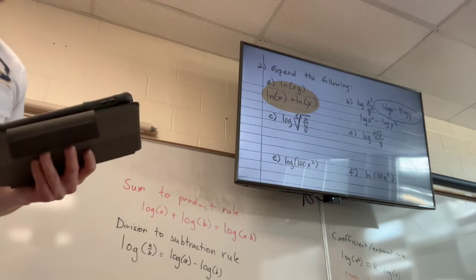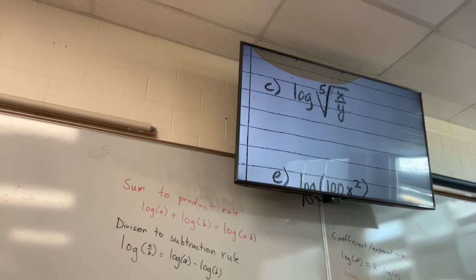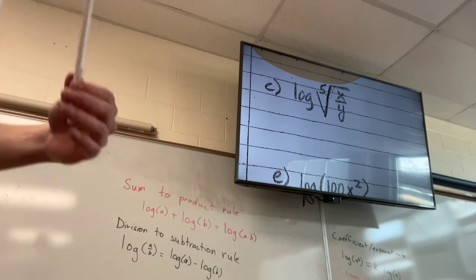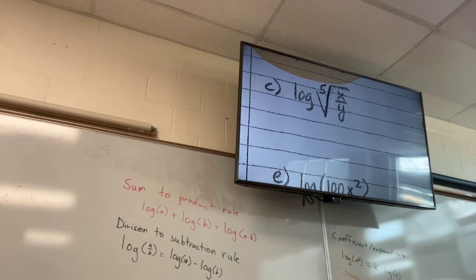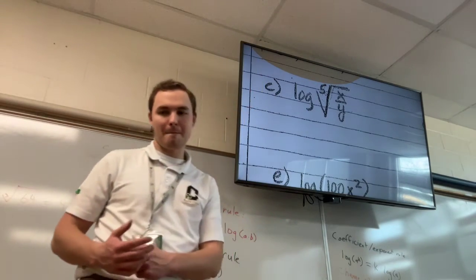All right. This one, C, is a little different, okay? I can't immediately jump into my subtraction rule, okay? How do I deal with that 5th root? That's called a 5th root symbol. How do I deal with that?